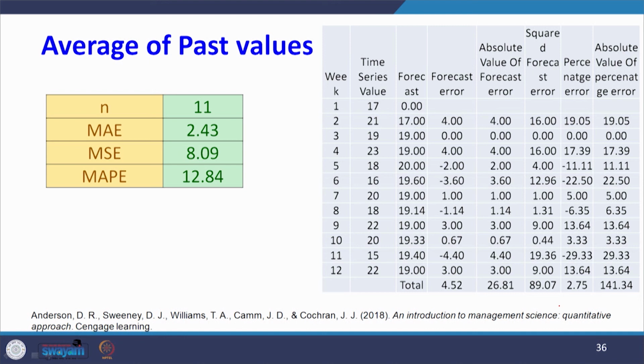Similarly, I found the total also. So, mean absolute error is 26.81 upon 11, you will get 2.43. Mean squared error is 89.07 upon 11, you will get 8.07. So, mean absolute percentage error is 141.34 upon 11, you will get 12.84. So, these forecasting measures are for different type of forecasting technique, that is average of past values.